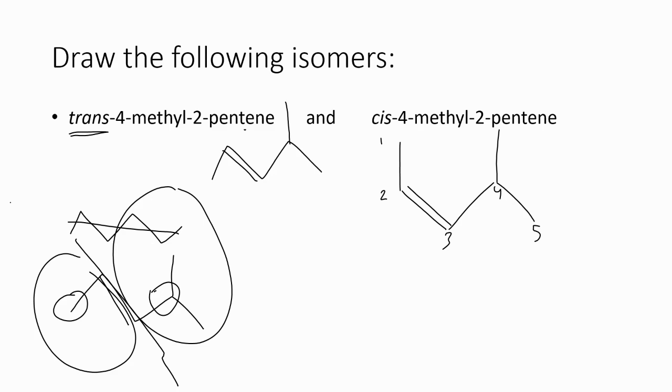So the smaller groups are on the same side, and the larger groups are also on the same side. So this is cis, and this is trans. These are the same formula molecules, and they have the same connectivity. This one is just locked so that the methyl group is on the same side as this other group, and the methyl group is on the opposite side of this carbon group.